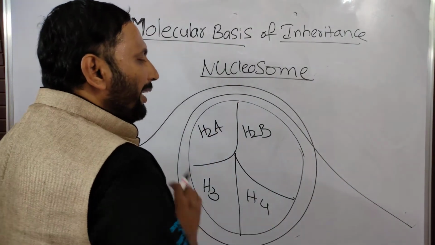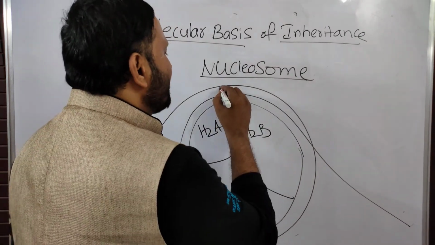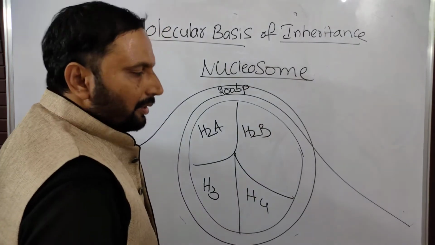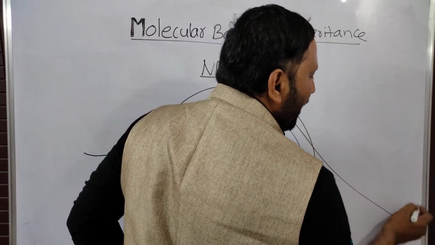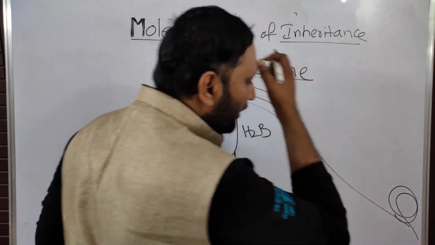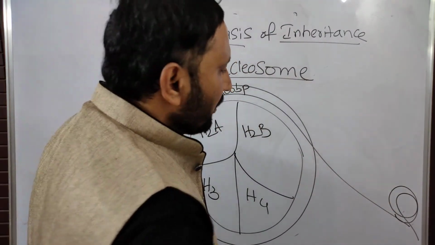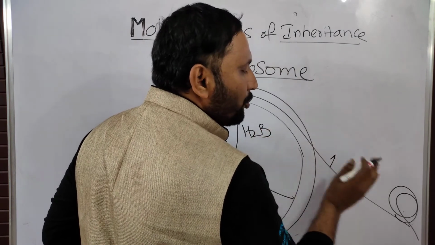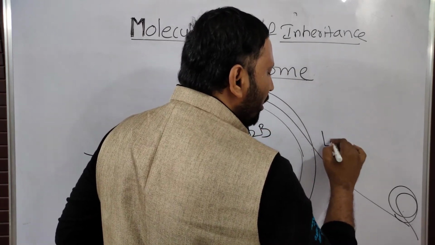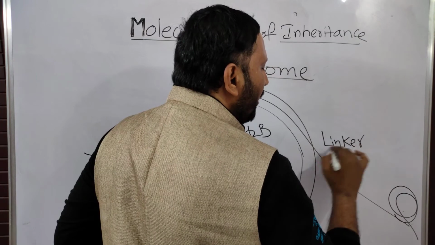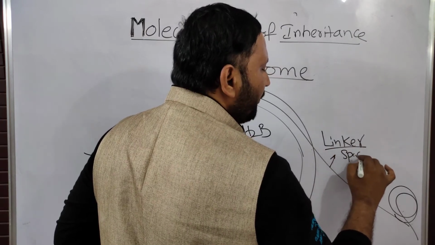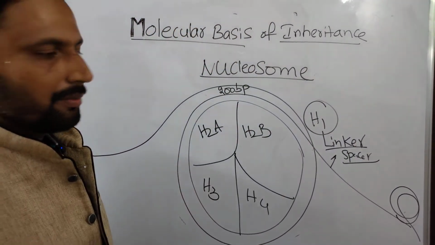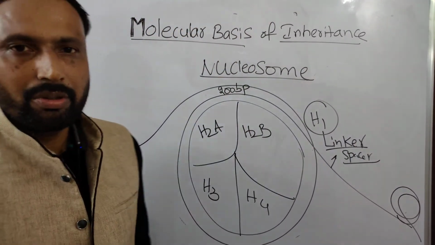So here the DNA, how many helical turns are there? 2 helical turns. In this DNA, how many nucleotide base pairs are present? 200 base pairs. Again this DNA is linked with another nucleosome, like that, always a string of beads. The DNA which links one nucleosome to another nucleosome is called linker DNA or spacer DNA, which contains H1 histone proteins. Remember that. So this is the structure of nucleosome. Thank you.